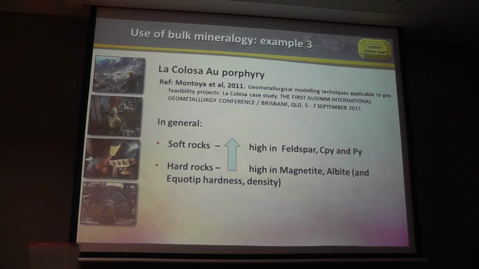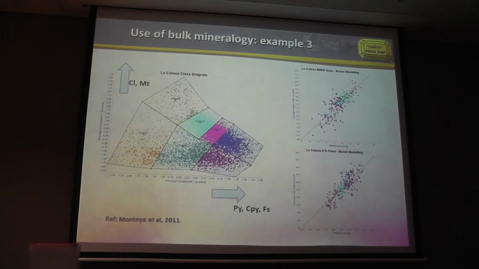So in this particular one, which is a gold porphyry, the soft rocks were high in feldspar and chalcopyrite and pyrite, the hard rocks are high in magnetite and albite. There was some other data that was being collected on the same material. The density and the equivalent hardness seemed to relate to the throughput. So it was possible then to calculate some throughput relationships based on a class separation.